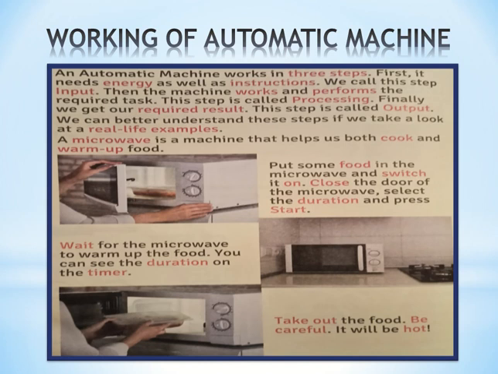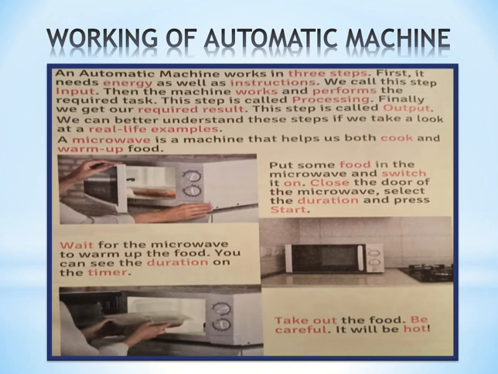First of all, input, and then the machine starts working. That is processing. Finally, we get our required result. This step is called output. And after processing, the final result came. And this is output. The first step is input, the next step is processing, and the last one is output. Okay, let's see an example.